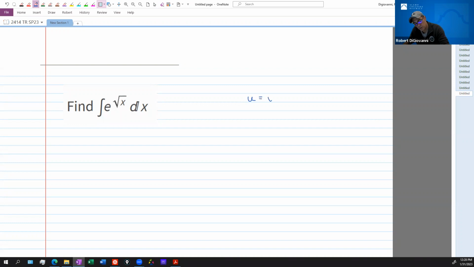I'm going to make a u substitution first. u is the square root of x. But I told you with u substitution, you're looking for something whose derivative is in the integrand, and the derivative has to be in the numerator, it can't be trapped, and so on. Well, I don't see the derivative of that anywhere. Do you?